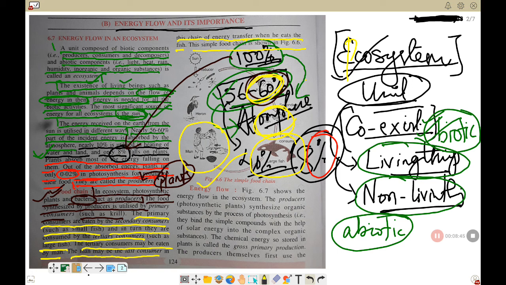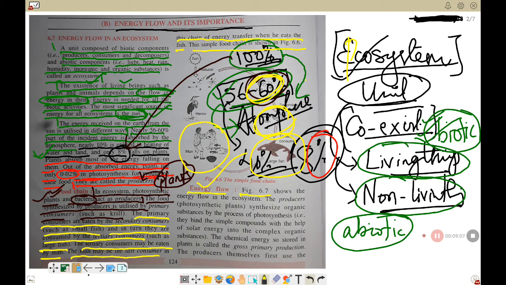Understand? So indirectly, living things are depending on the sun, because if there is no sun, there is no light, and plants will not be able to produce food. And if plants do not produce food, the food chain will break, and hence the entire ecosystem will get disturbed. Okay, so now let's see how the energy flows.